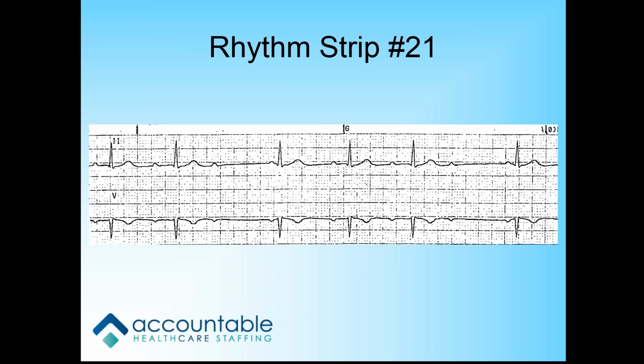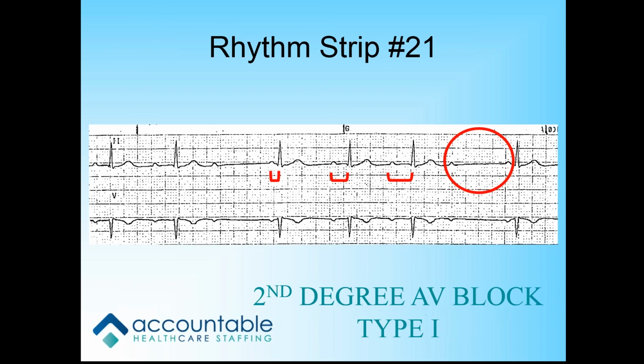I think that's one way of simplifying. That's just showing you all the PR intervals there and where you drop the QRS. I think that's the easiest way to keep in mind the difference between type 1 and type 2. All right. Good job.